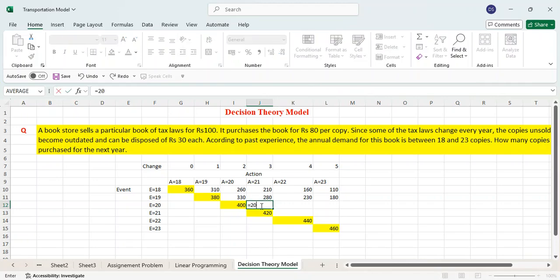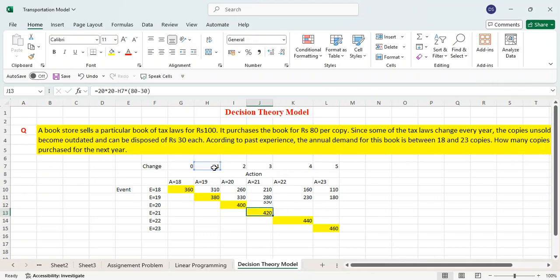Similarly here, you kept 21 books, but market demand is 20. You are keeping one book more in yourself, so the profit has been reduced down, and that profit is 350, and subsequently it will go in this way.